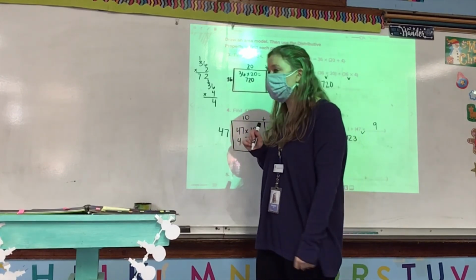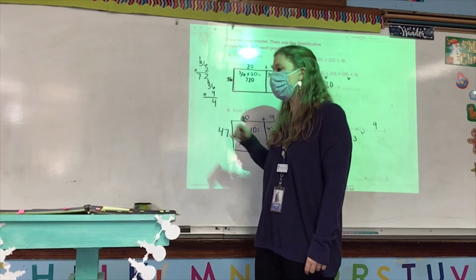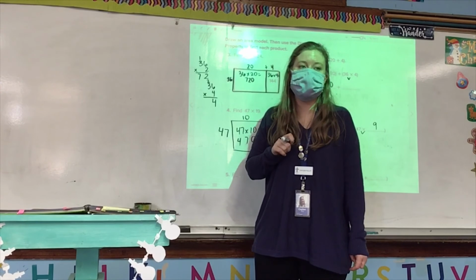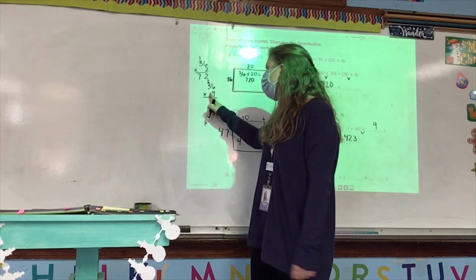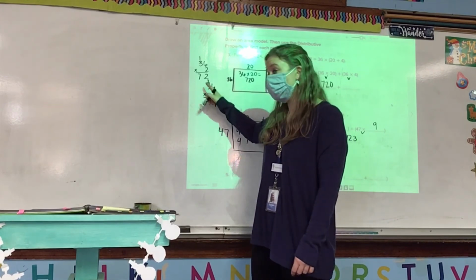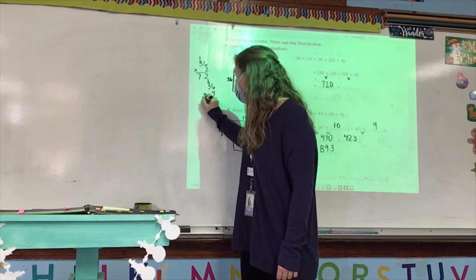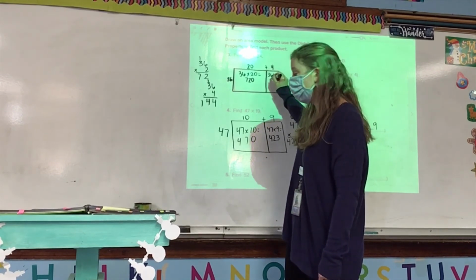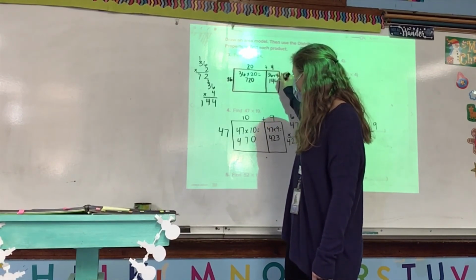Okay, now we multiply the tens. Kingston, 4 times 3 is? Class, 4 times 3 is? 12. 12 plus our regrouped 2 is? 14. So that means 36 times 4 is? 144.